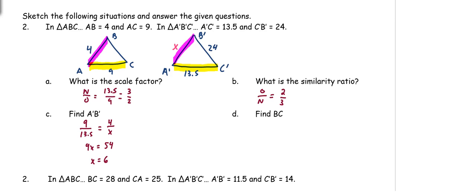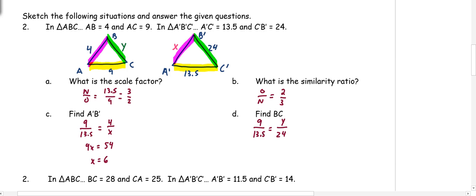In our second part, we need to find BC. So we're going to call BC y, and we know that BC matches up with B prime C prime, which is 24. So when I set up my ratio to solve, I'm going to use those same sides again. So I'm still going to use 9 over 13.5, and I'm going to set equal to, I'm looking for BC, so I need y over 24.